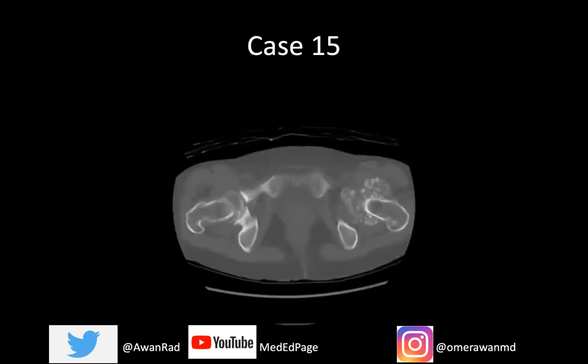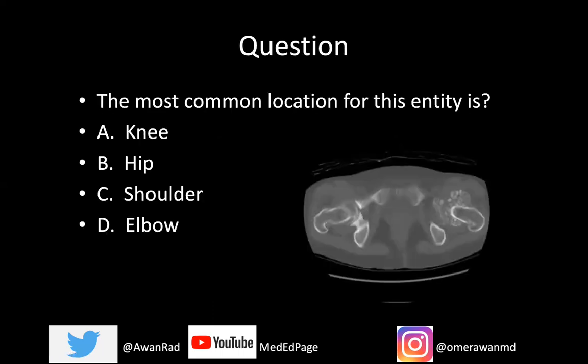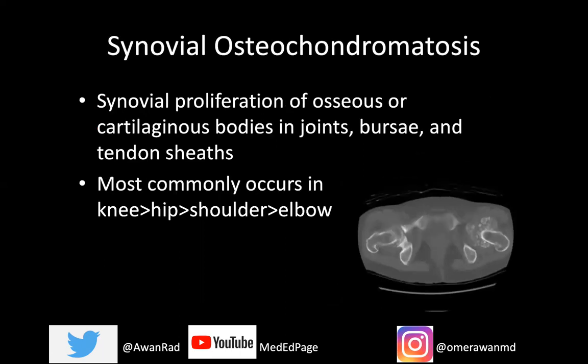Moving on to case 15, this is an axial CT image through the hips. Notice we have all these osteochondral bodies within the left hip joint capsule. This is a case of synovial osteochondromatosis. There can be a primary and a secondary form. The most common location would actually be the knee. Even though I'm showing you the hip, the answer here is knee.